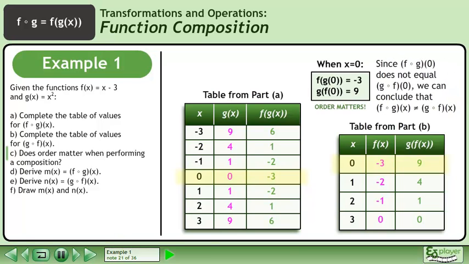Since f of g at 0 does not equal g of f at 0, we can conclude that f of g of x does not equal g of f of x. Order does matter in a composition of functions.